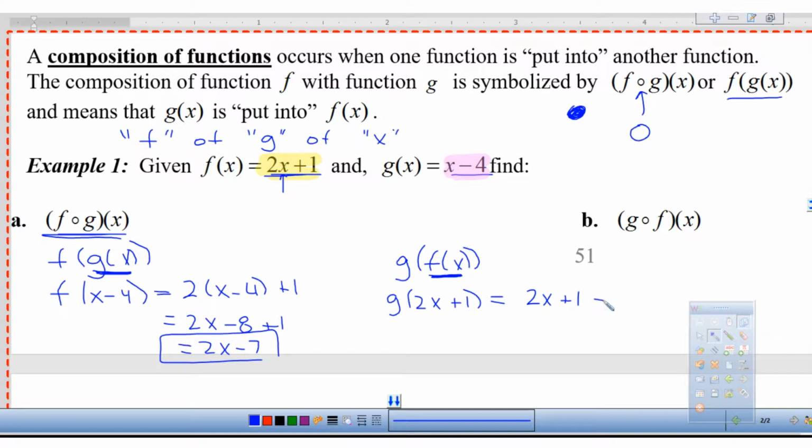Don't forget that there's a minus 4 at the end. So that gives you 2x minus 3. That's your answer, and you're done.